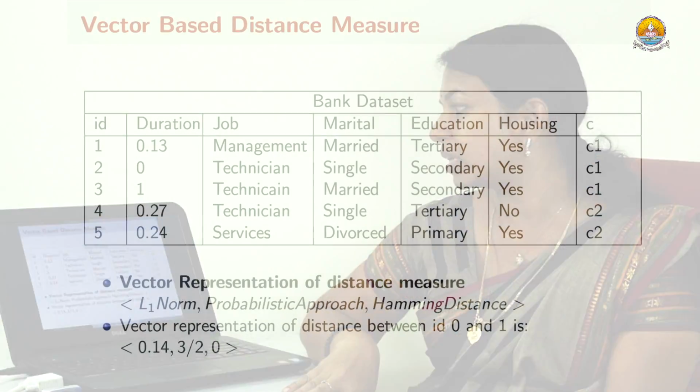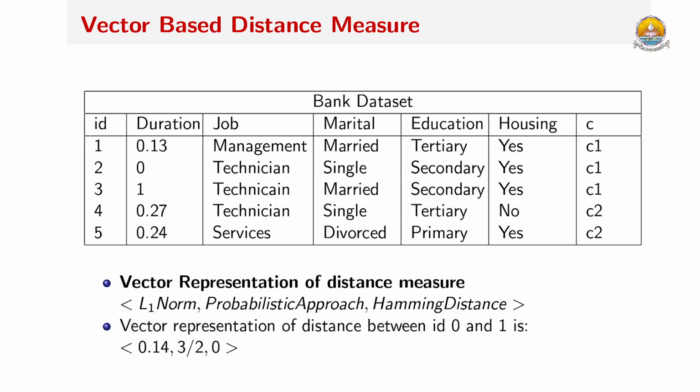As you all are aware, similarity 0 means it is less similar, and similarity high, that is 1, means it is more similar. So what we do is combine all the three measures and give it in the form of a vector. That is what I mentioned before about the vector based distance measure. The vector representation of the distance measure for the entire data set consisting of various types of attributes is given as L1 norm, probabilistic approach, Hamming distance. In the example which I showed you, it turns out to be L1 norm 0.14, 3/2 and 0. This is an example.